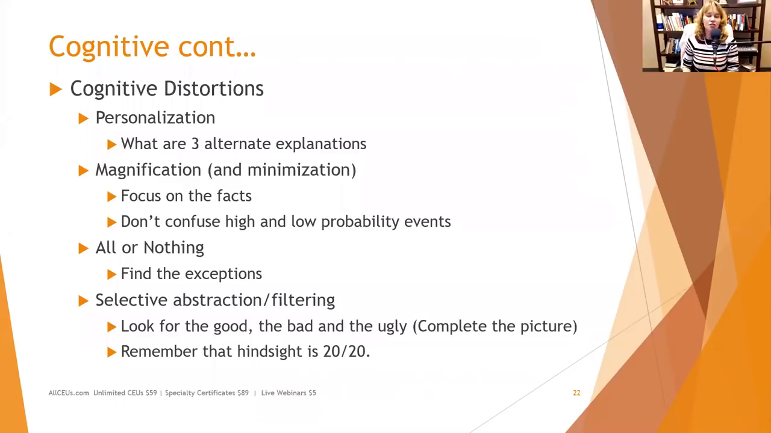Selective abstraction and filtering is when people look for the good, the bad, and the ugly. Selective abstraction means you kind of see what you expect to see. So if you expect something to be devastating, you see only the devastating aspects of it, which kind of goes with the magnification and minimization. You filter out the stuff. A lot of times when people are in a bad mood or are anxious, they see the negative because that's the state of mind they're in. So encourage people to complete the picture. All right, there's all this bad stuff. Now, what's the good stuff? Encourage them to look at the good, the bad, and the ugly so they get a wide view of exactly what's going on.